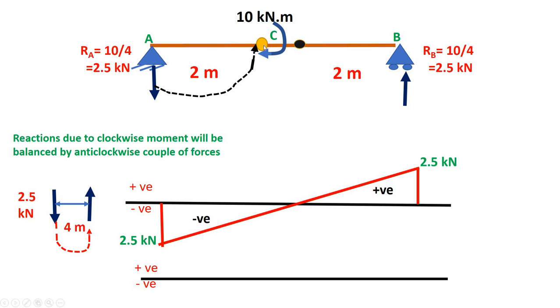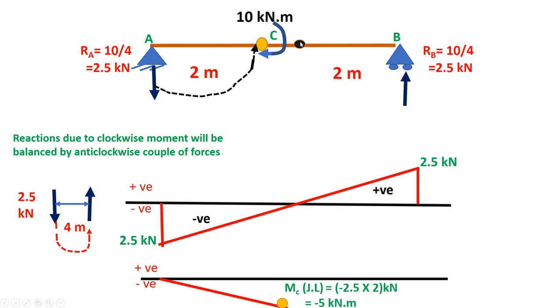Now what about the moment at C? For the same, we have to determine the moment at just left of C as well as the moment at just right of C. Consider this yellow point. Let us determine the moment at just left of C. This is anti-clockwise in nature, minus 2.5 into 2. So the moment at just left is minus 2.5 into 2, that is minus 5, right? So the moment changes from 0 to minus 5.